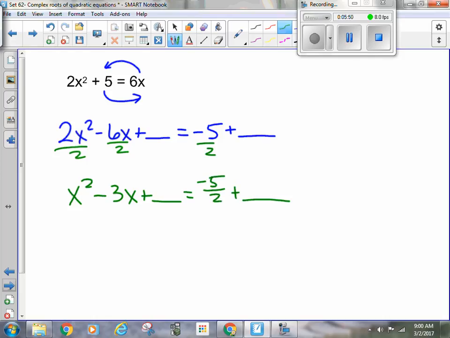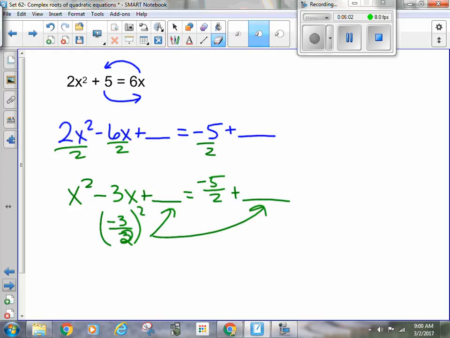So half of negative 3 is going to give us negative 3 halves. We're going to square it and add it to both sides. So we get a positive 9 over 4.